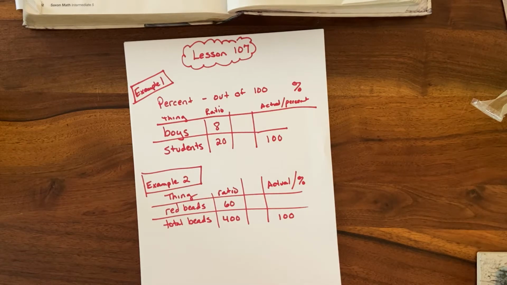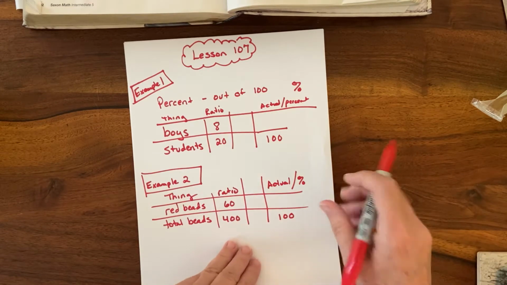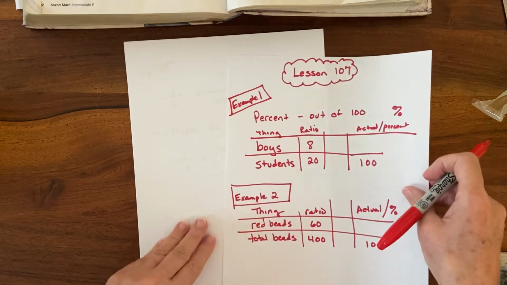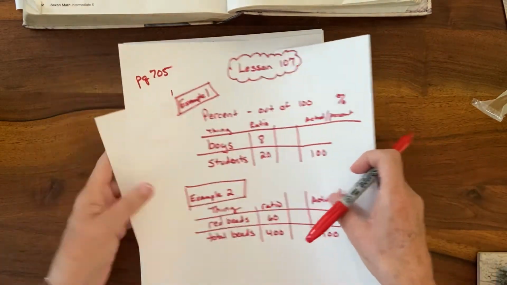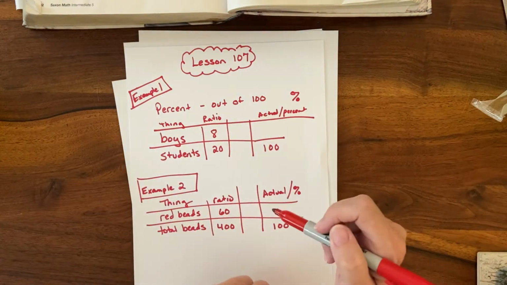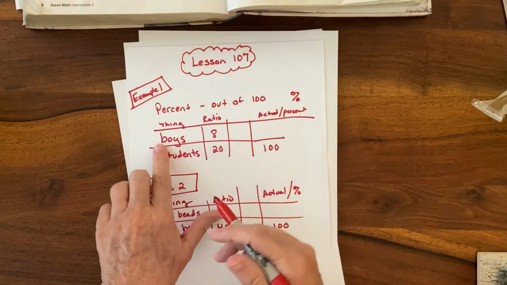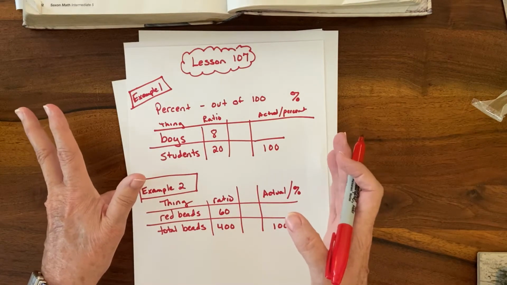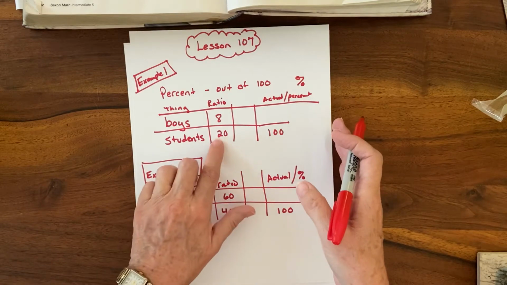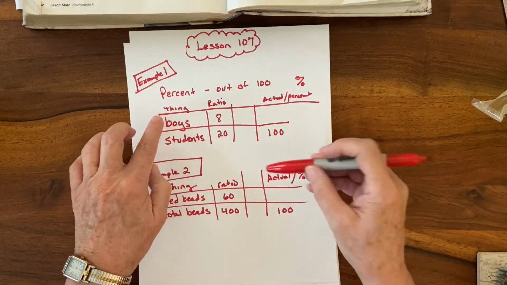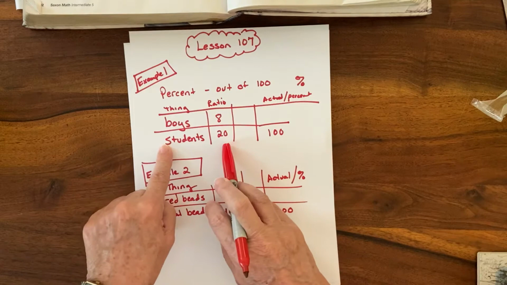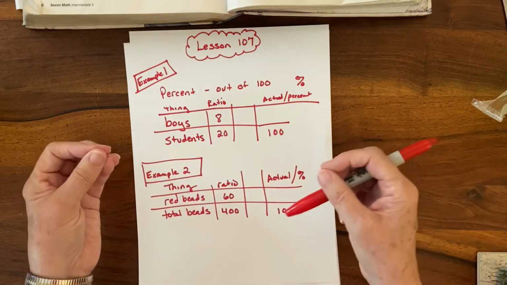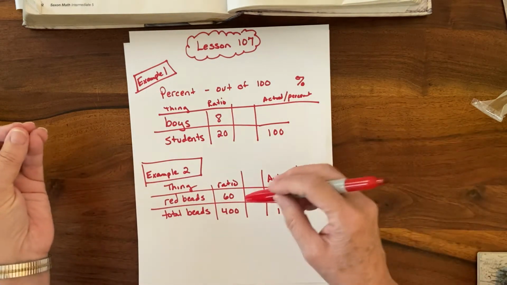This is lesson 107, using percent to name a part of a group. So they talked a little bit about what percent means. Percent means out of 100. They used an example of if you had 8 boys and 20 total students. Can you think of how many girls you have? Probably 12. So if you have 8 boys and 20 total students, what percent of the total students are boys?